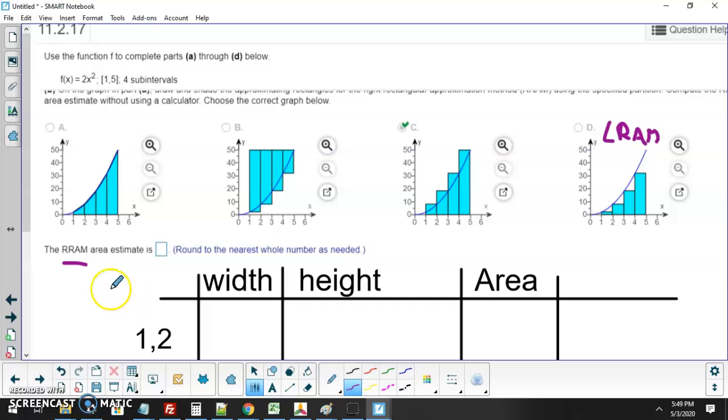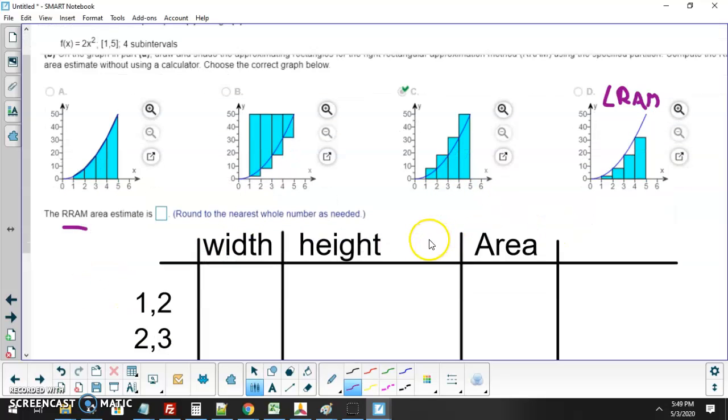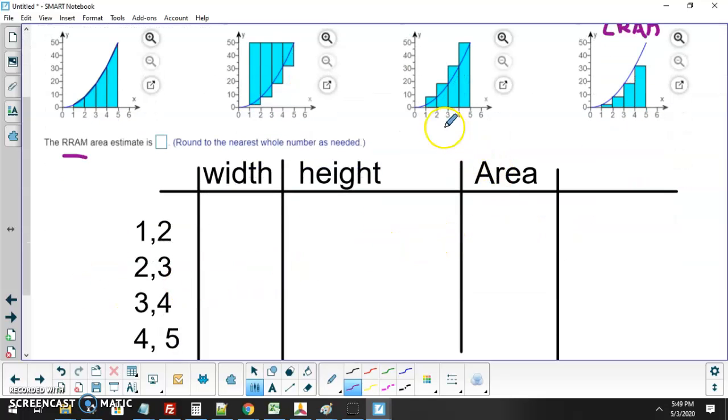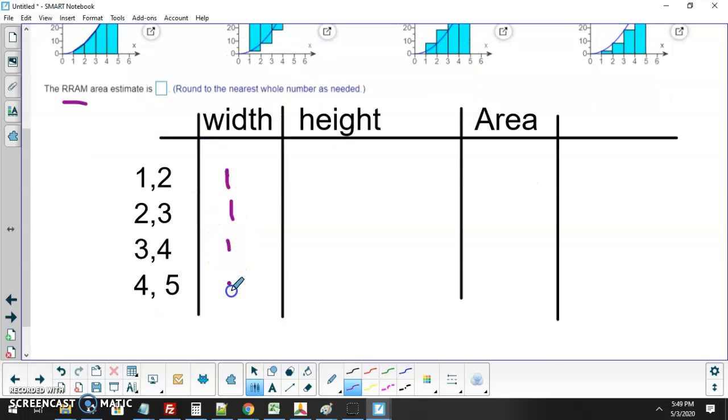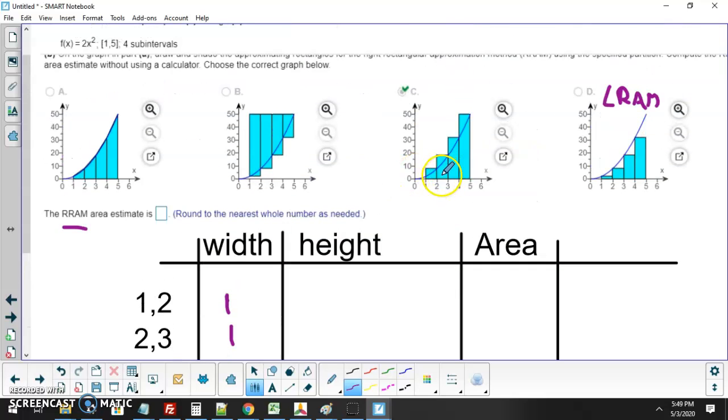To figure out the RRAM estimate, you have 4 different intervals, 4 different rectangles. The width on each one of these rectangles this time is 1, so that's nice. So your height is basically the same thing as your area, because 1 times the height is equal to the area. Now let's go ahead and figure out the height. For our first rectangle, what are we going to put in our function to figure out the height? If you thought 1, you're wrong.